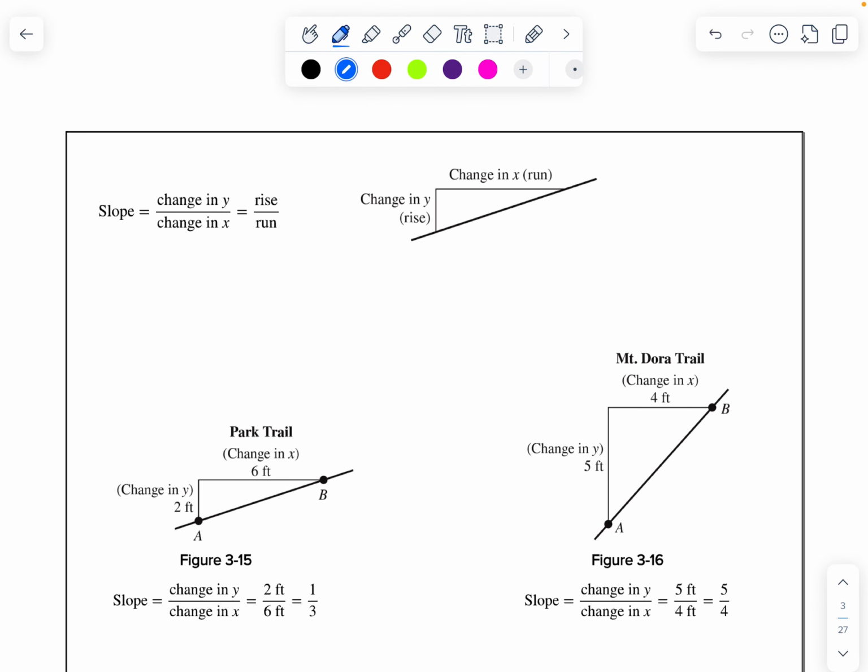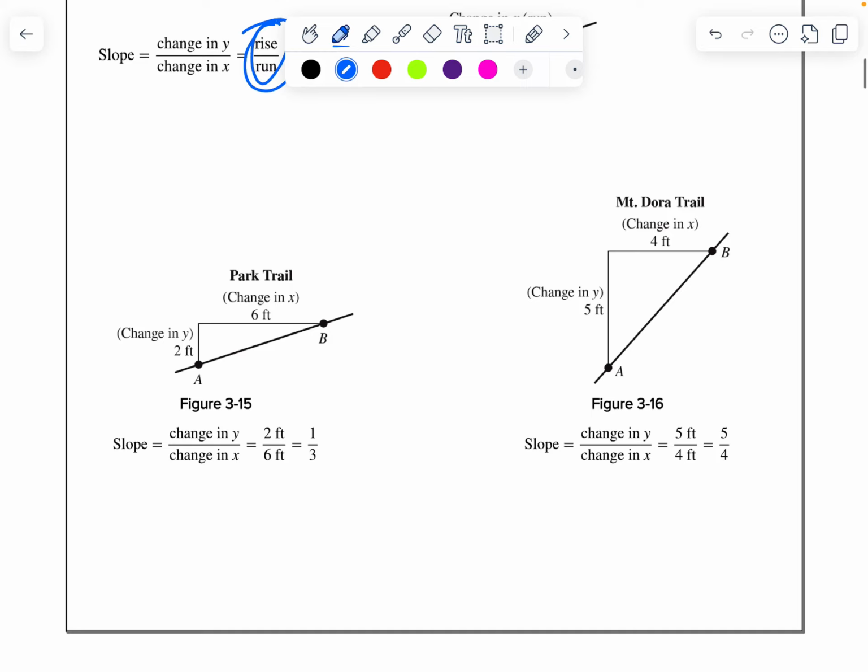Slope, a lot of people remember from middle school, is a change in y over change in x, but the way that you remember it is rise over run. You always want to calculate your rise first and then calculate your run, and put that as a ratio, rise over run. That is your slope.